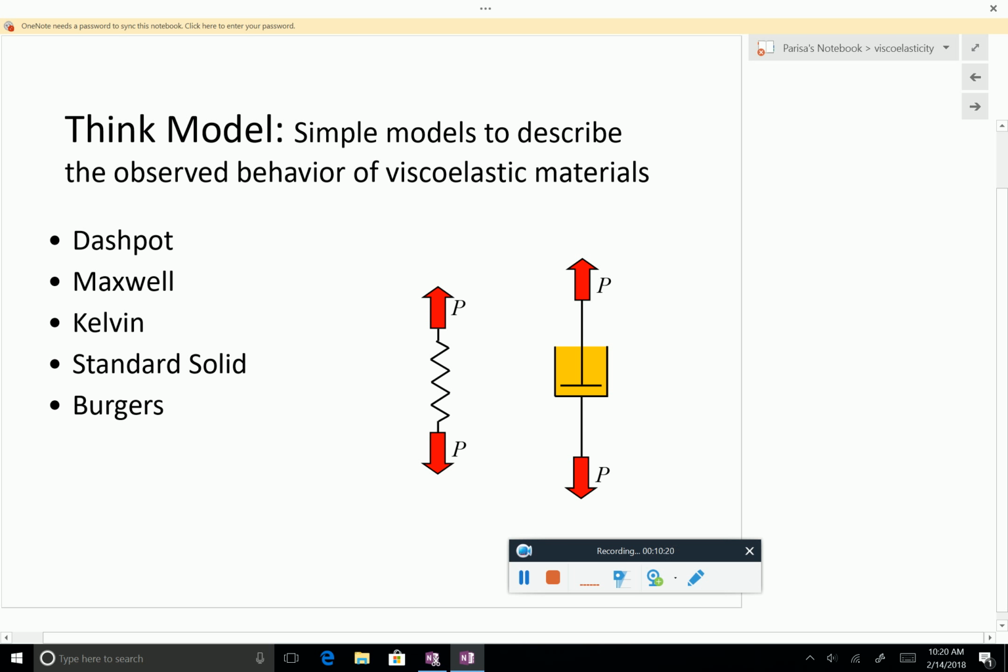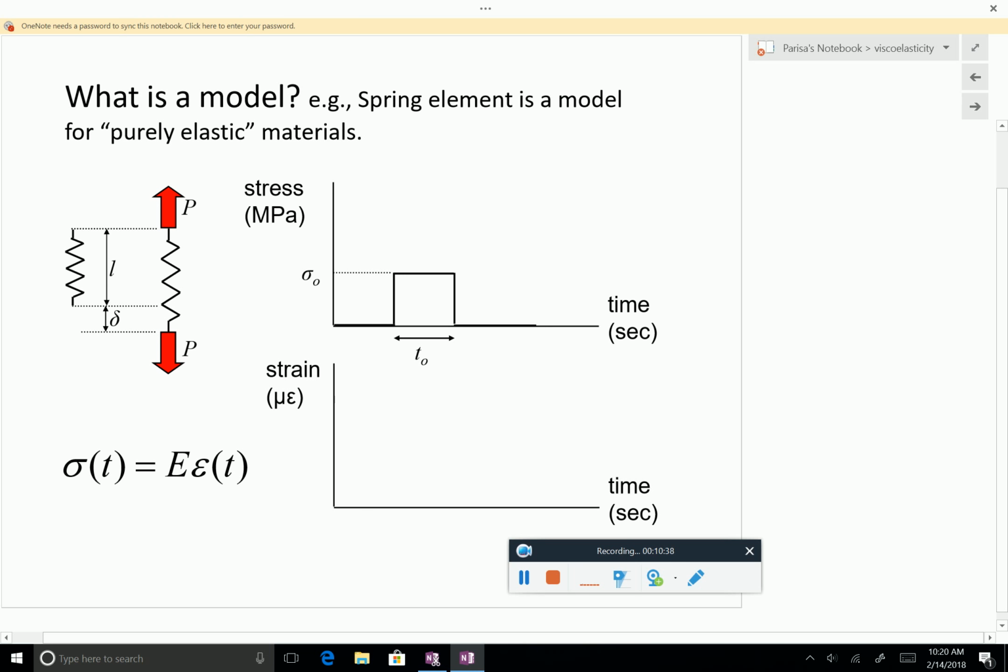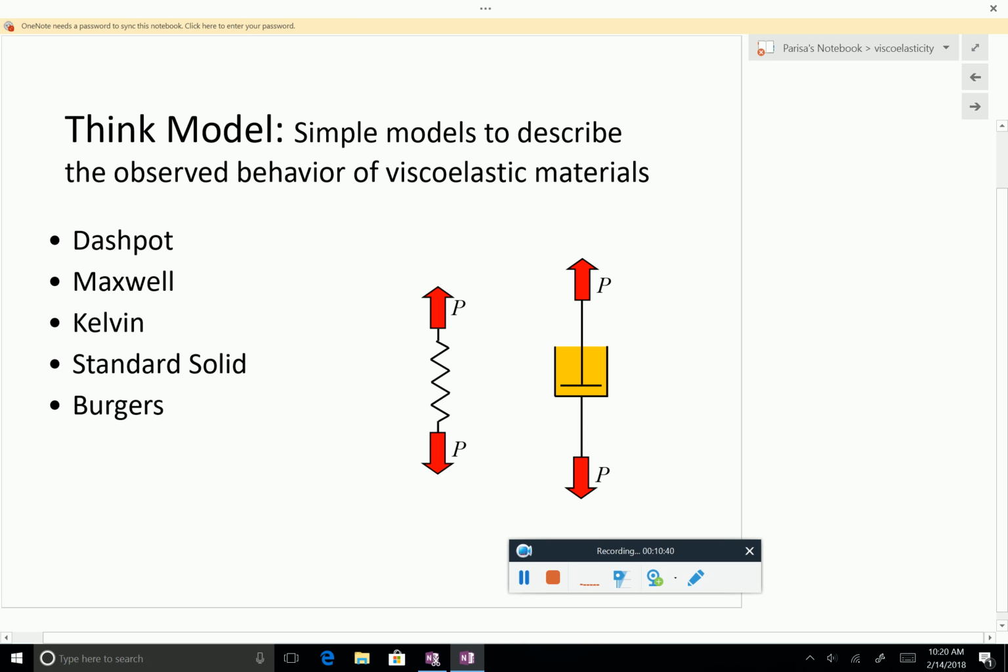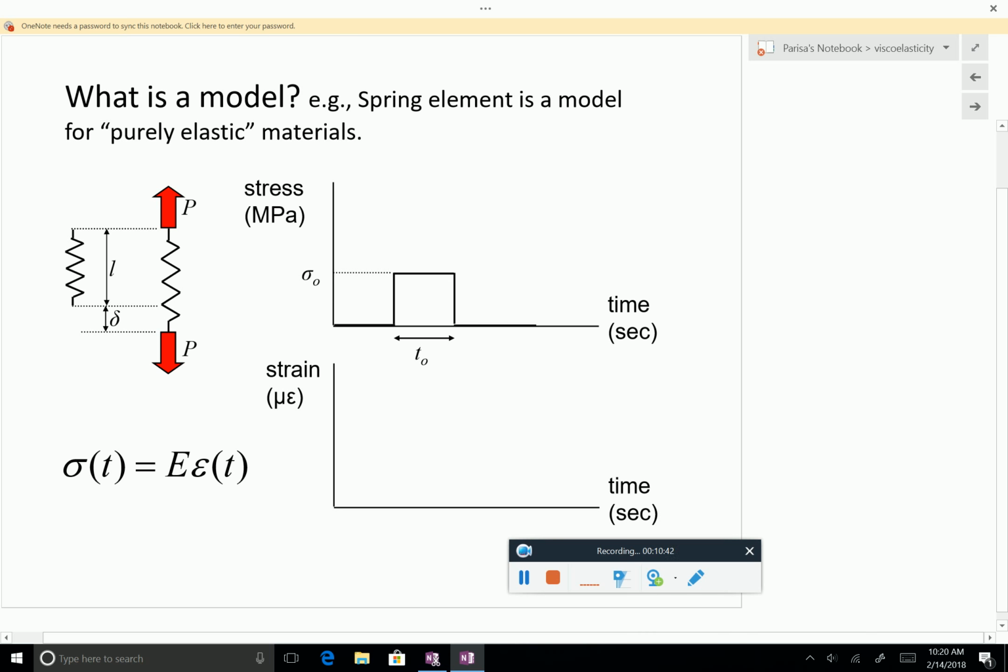And you already have learned about models. The simple ones for linear elastic material, you have learned the model is a spring. For a fully viscous material, it is a dashpot. And I kind of have already taught you also the Maxwell model, as you will see here. So we kind of want to learn about these different viscoelastic models and see which one of them is closer to the real behavior of the materials we are interested in. So let's just start with something we already know.